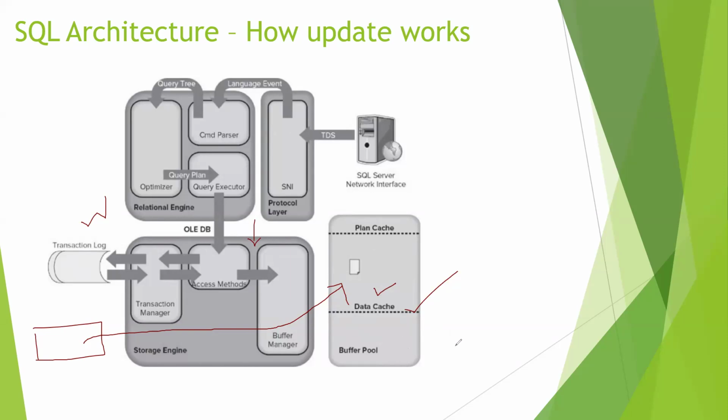It will just copy the pages and keep a duplicate of the pages into the data file, removing the dirty bit from the data cache, right? So checkpoint also does one more thing. It will flush whatever logs are available in the log cache, which is inside the memory, into the transaction log file, right? So that is what checkpoint does, frequent checkpoints.